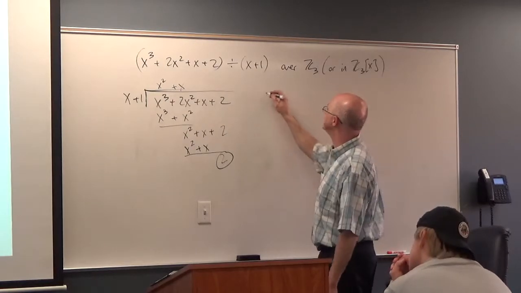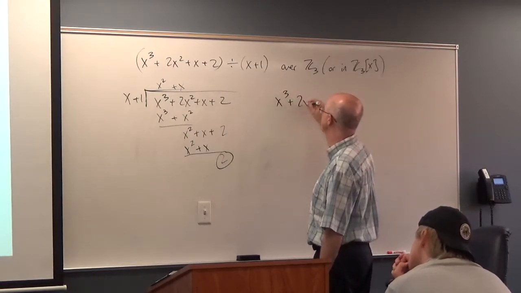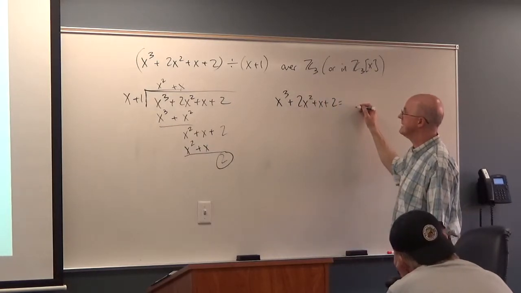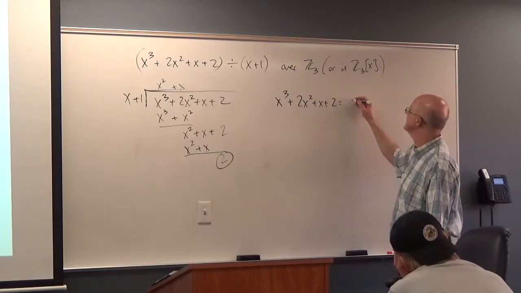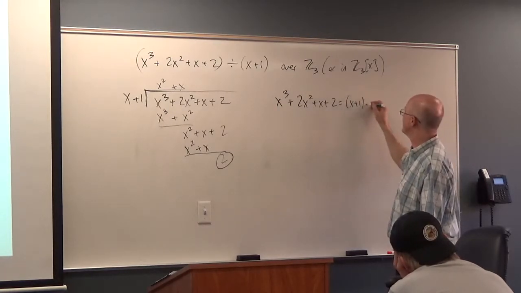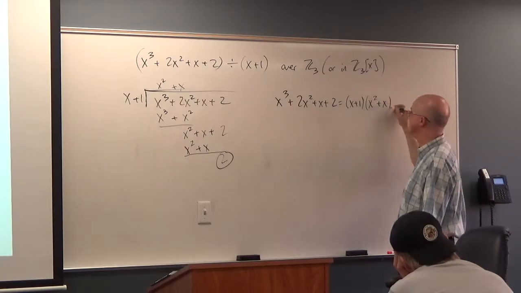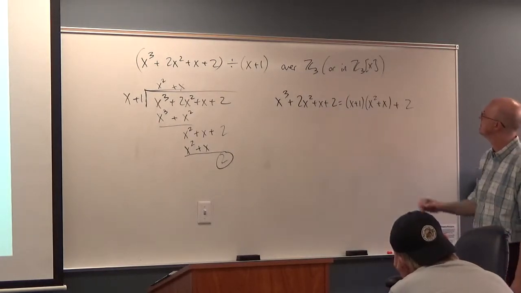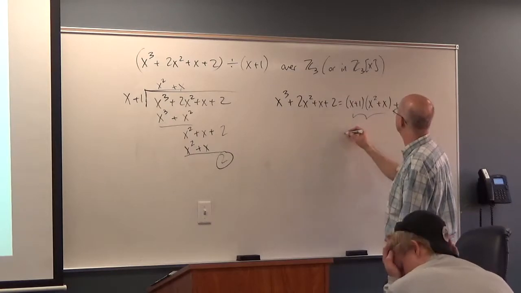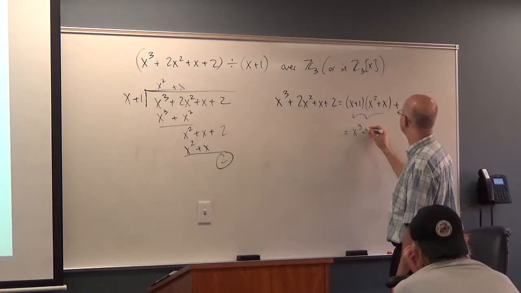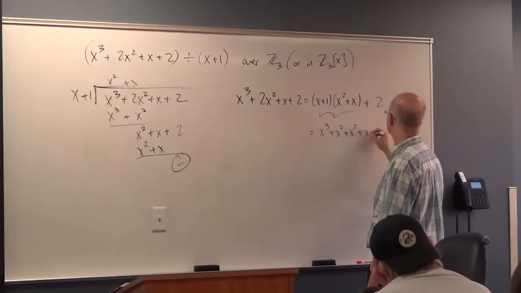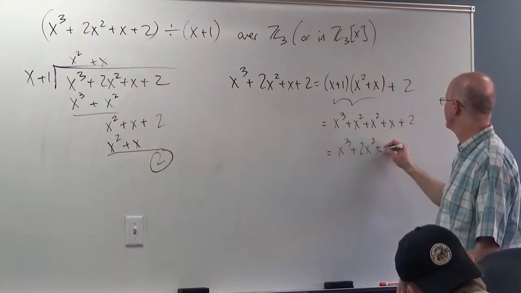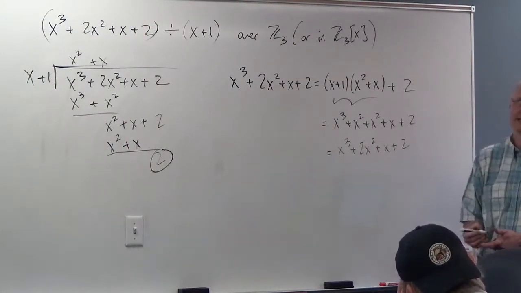Now what does this mean? It means x cubed plus 2x squared plus x plus 2 in mod 3 arithmetic is equal, as it would be in ordinary arithmetic because we didn't do any modding, to x plus 1 times the quotient x squared plus x, plus the remainder 2. You should always be able to check it by multiplying things out. Foil that out, you're going to get x cubed plus x squared plus x squared plus x plus 2. And again, nothing really fancy is happening in mod 3 arithmetic here. This would be true over Z as well as Z3.